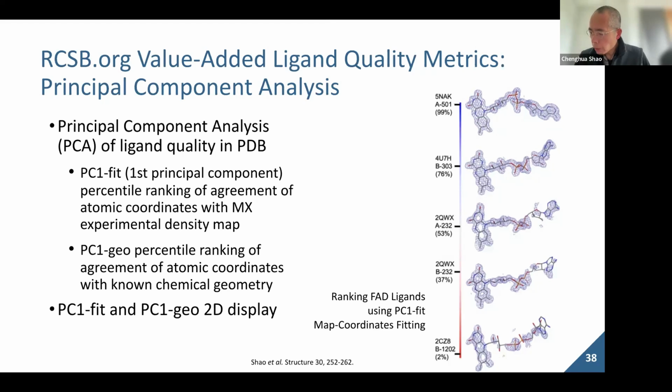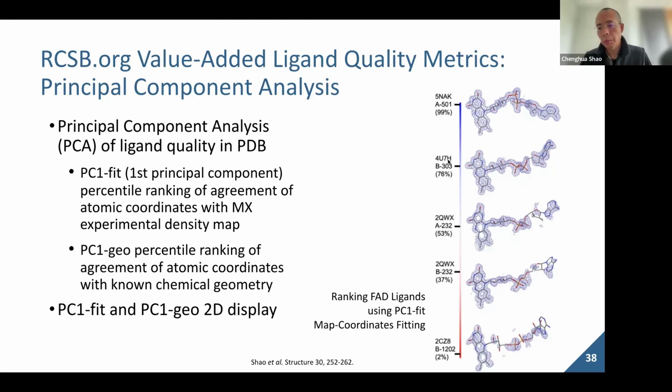And we do the same for chemical geometry matrices and consolidate into PC1 geo. These matrices are then ranked among all PDB ligands to gather relative quality standing in percentile. For example, on the right side is the standing of the PC1 fit, where you see at 99%, there's a very good fit between the model in stick model and the map in blue meshes.